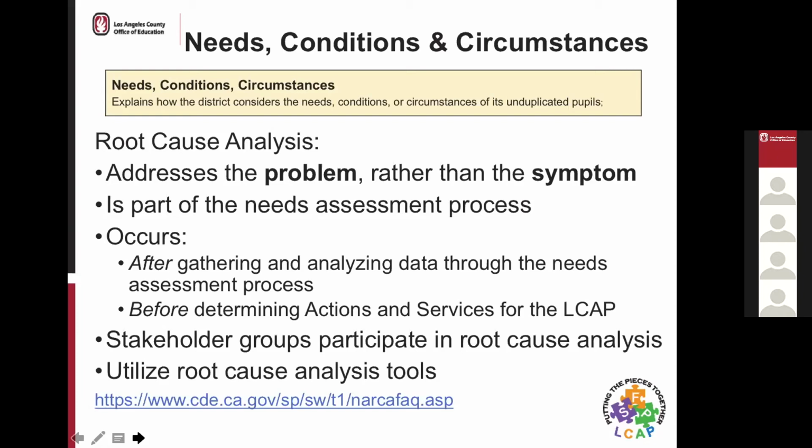And it's important to include your stakeholders in this process. And there are many resources on the CDE website of analysis tools. You can find the fishbone diagram, empathy interviews, process mapping, and many others. So this is a good place to start if you're new to this process, or if this is new with your stakeholders, to really look at addressing the causes of these problems and not addressing the symptoms only.